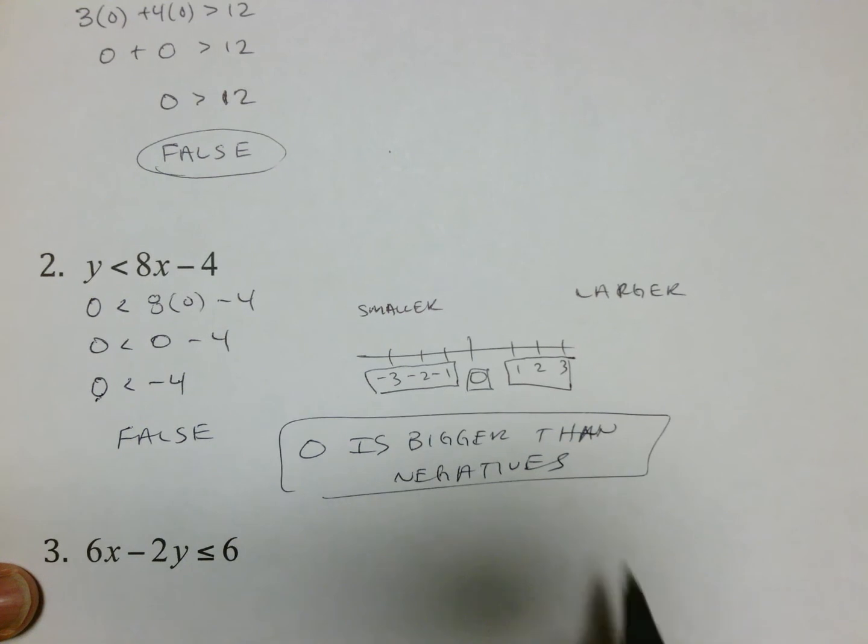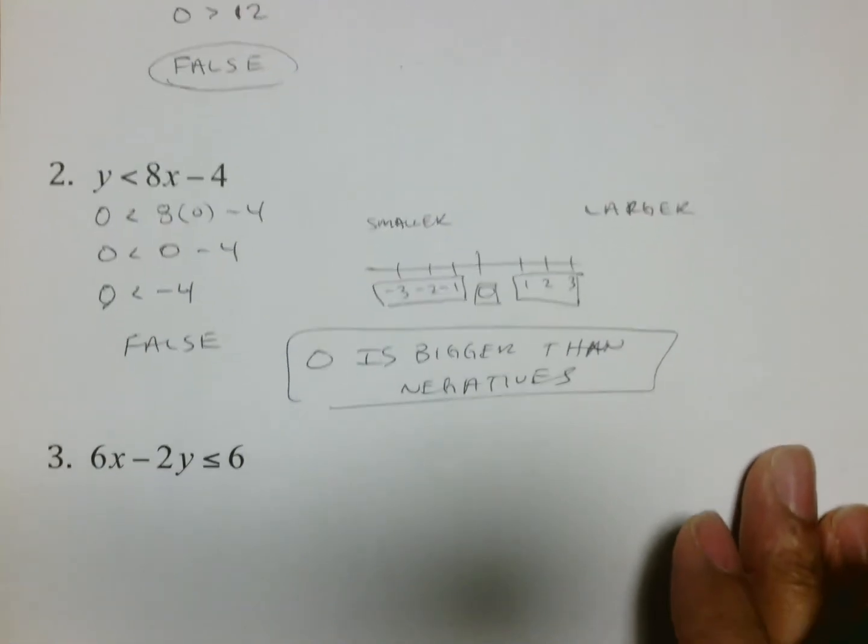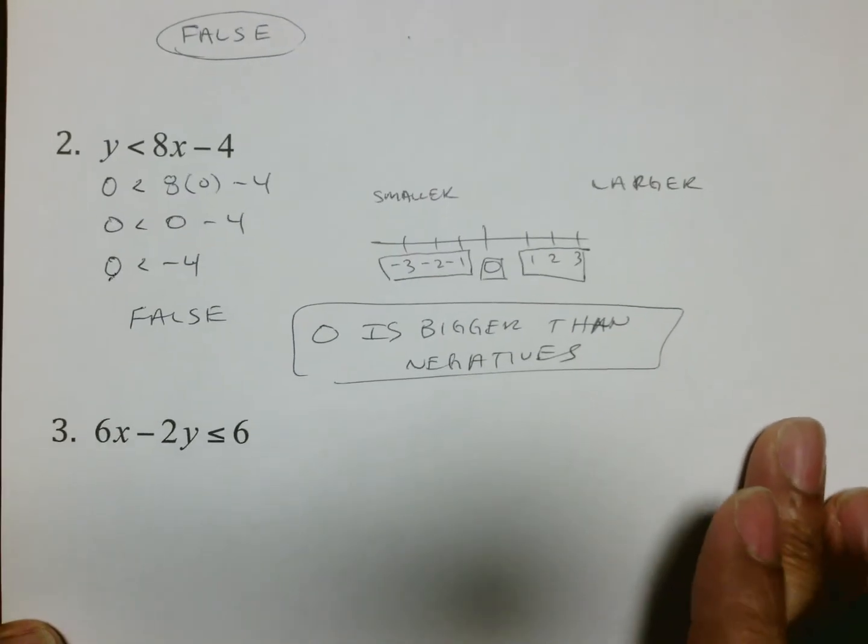Because that's an important point for you to understand. Again, 0 is smaller than every positive, but it's bigger than every negative. And of course, every positive is bigger than every negative. And so that's something you need to keep in mind.